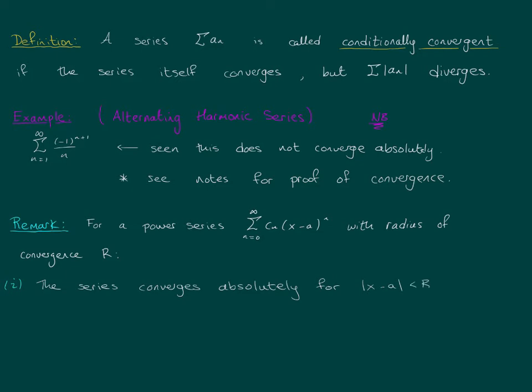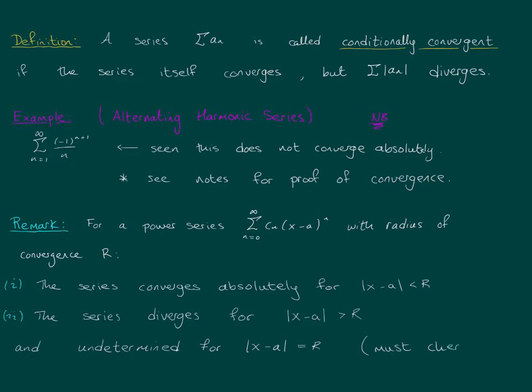Second point, the series diverges for absolute value of x minus a greater than R. And undetermined for absolute value of x minus a equal to R. So for different power series, you may or may not have convergence on the boundary when the absolute value of x minus a equals R. So you must check these points individually. Okay? So this remark says that inside this open interval around a of radius R, you have absolute convergence.